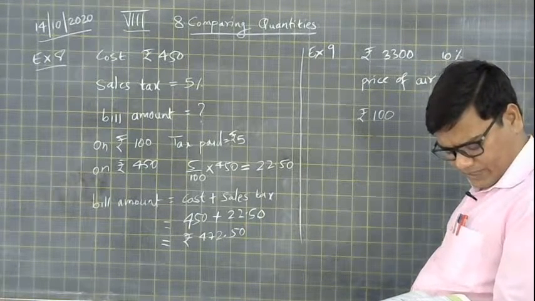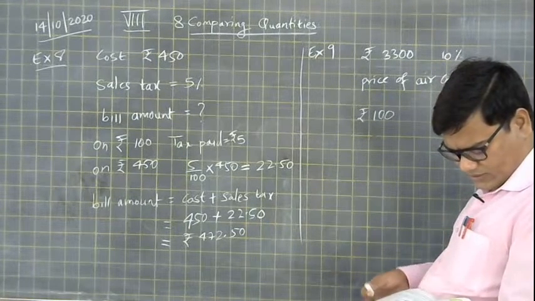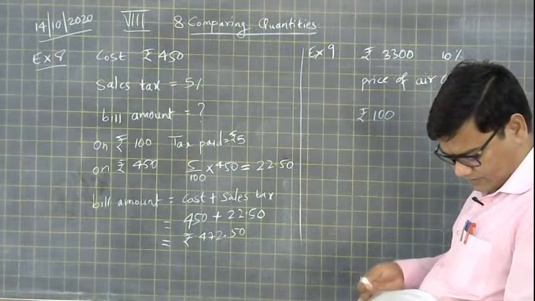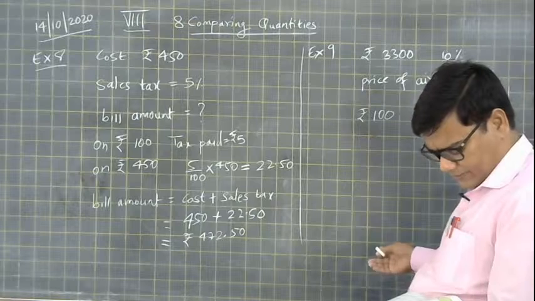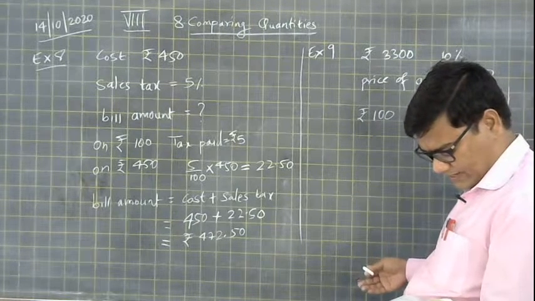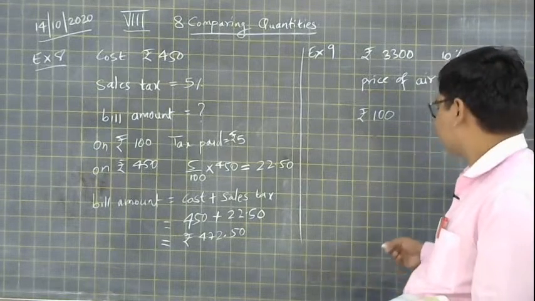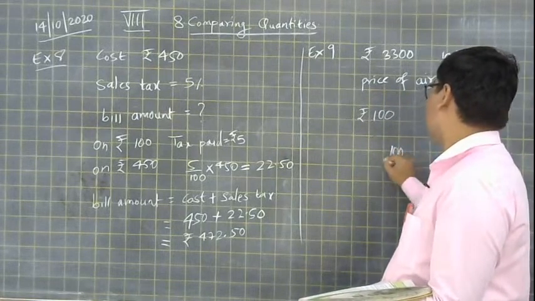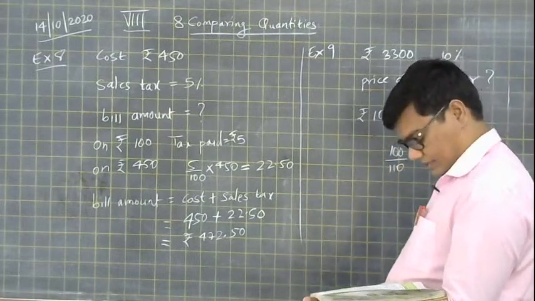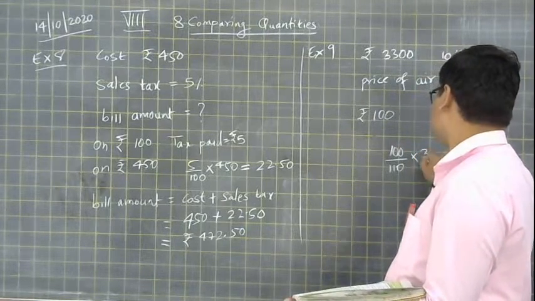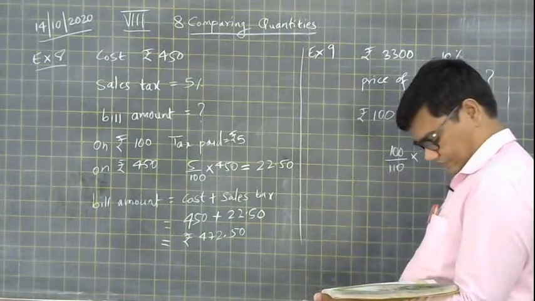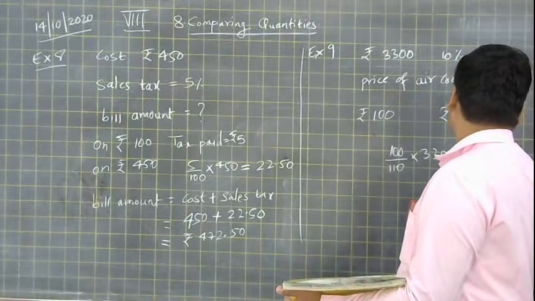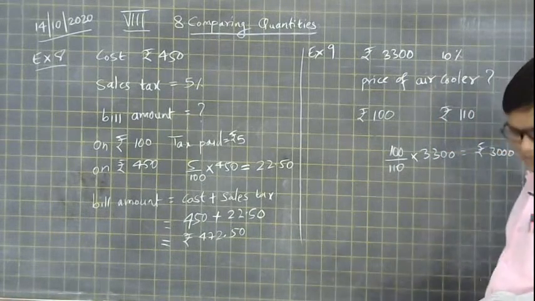Hence, when the price including tax is rupees 3,300, the original price is 100 upon 110 into 3,300, which is equal to rupees 3,000.